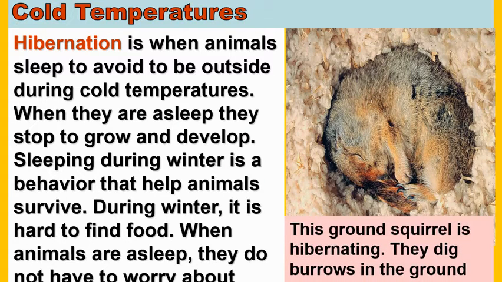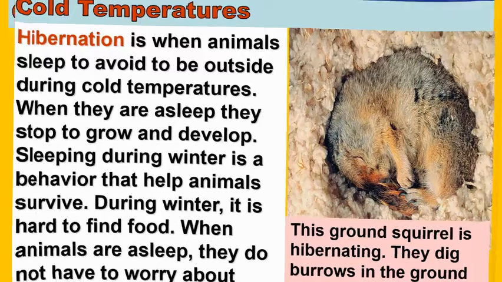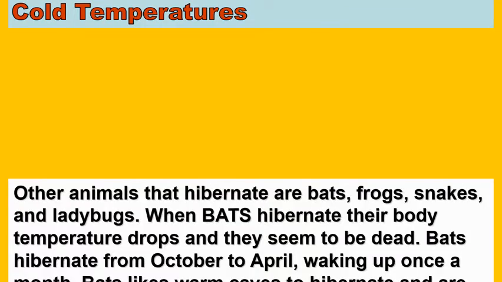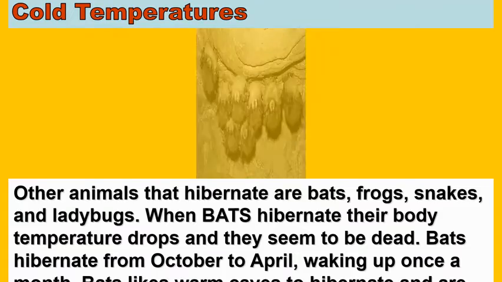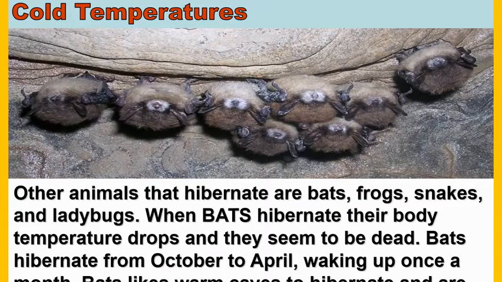This ground squirrel is hibernating. They dig burrows in the ground for shelter. Inside, they are warm. Other animals that hibernate are bats, frogs, snakes, ladybugs. When bats hibernate, their body temperature drops and they seem to be dead. Bats hibernate from October to April, waking up once a month. Bats like warm caves to hibernate and are able to squeeze through a hole the size of a thumb.